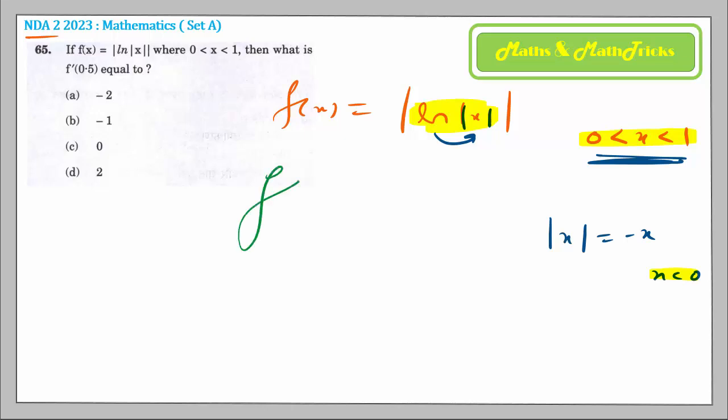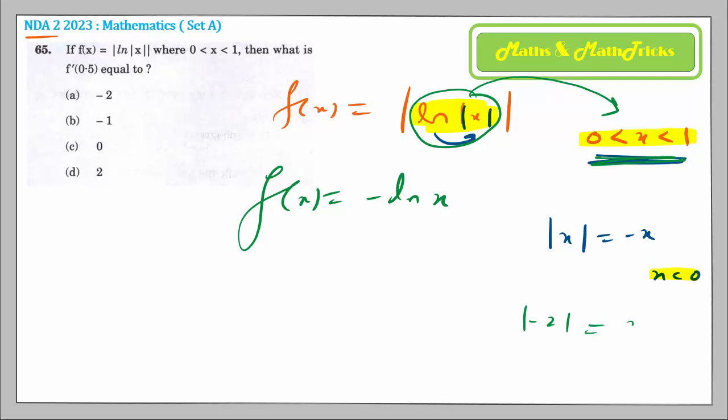So therefore, I would write that the f of x function is minus of simply ln x, because mod of x is minus x when x is less than 0. Because this term ln of mod x is small and negative for this particular given x. So mod of minus 2, why do you write 2? Because mod of minus 2 is written as minus of minus 2, the minus of x, so that you get the answer 2. That is why this rule. So now you know by understanding the concept that f of x is minus ln x. You are asked the derivative at 0.5.